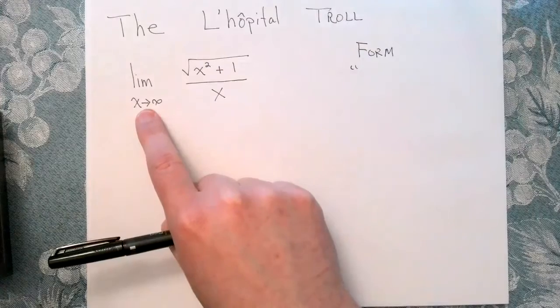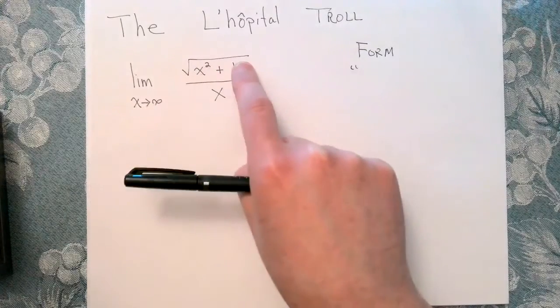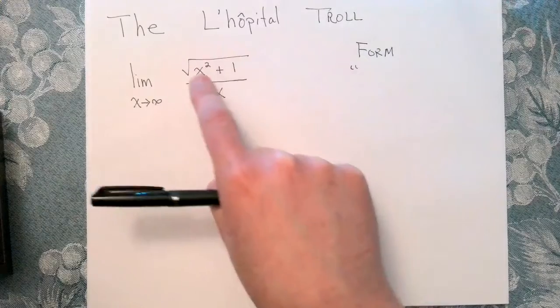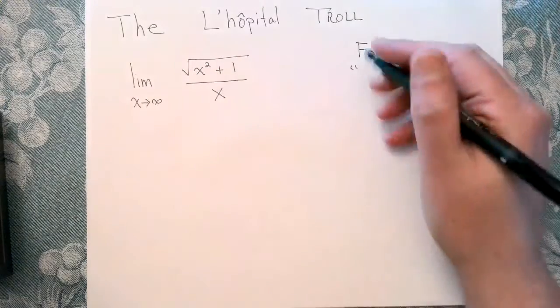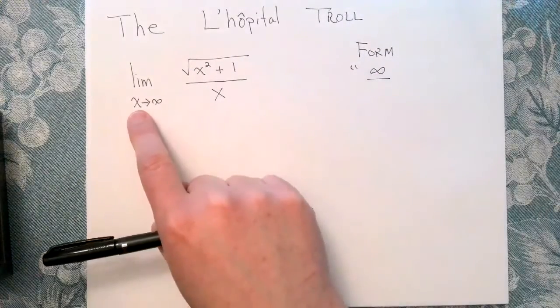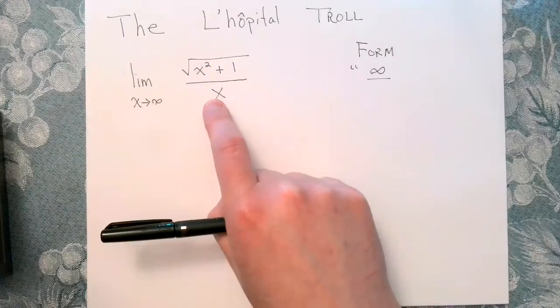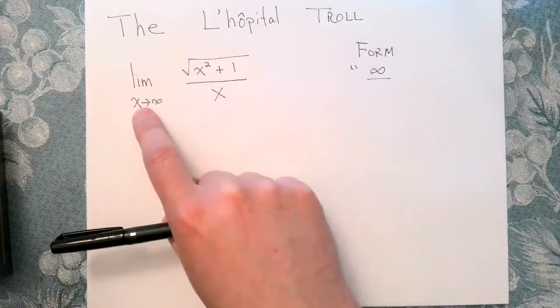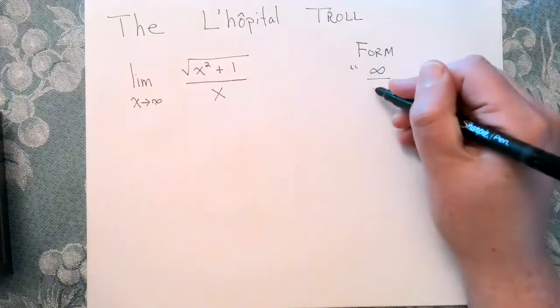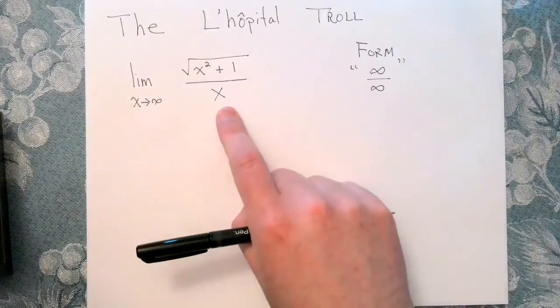So let's see what happens to the numerator. As x gets large, this is monotonically increasing, so this will blow up to infinity. And for the denominator, as x gets large, this is monotonically increasing and, well, unbounded, right? So as x gets big, this will get big. This will go to infinity. So that's in one of the appropriate L'Hopital's forms.